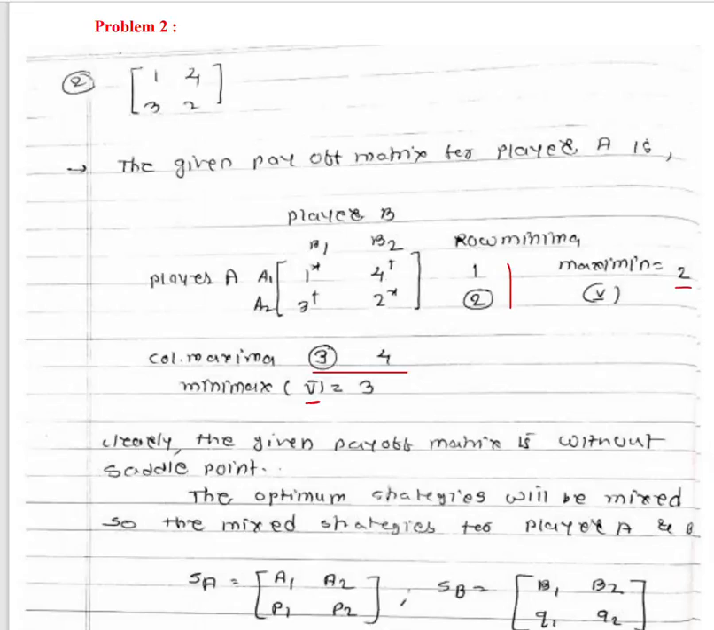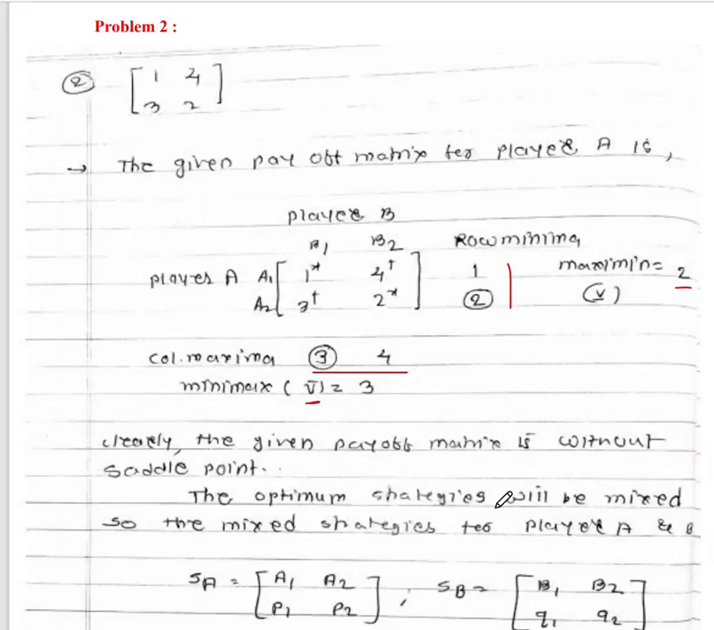If you observe the given payoff matrix, there does not exist any saddle point. That means there is no combination of the star and plus terms, no intersection of star and plus. So we can say that the given payoff matrix is without saddle point. Therefore, we have to use a mixed strategy.